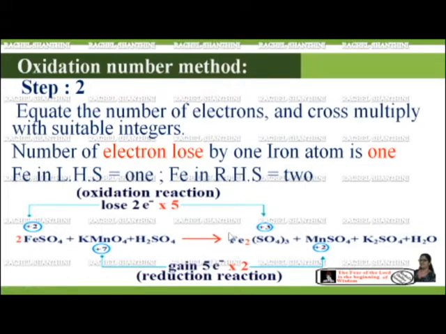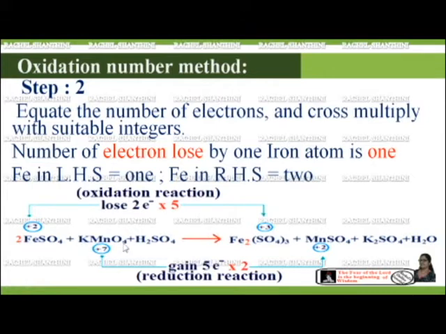To balance the number of Fe in this reaction, we need to write the coefficient 2 in front of FeSO4. We know that 1 Fe from FeSO4 loses 1 electron during the oxidation reaction. Now we have 2 Fe in FeSO4, so it loses 2 electrons during this oxidation reaction.